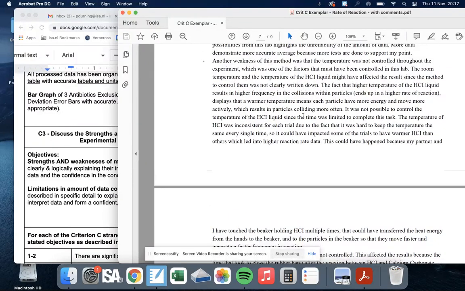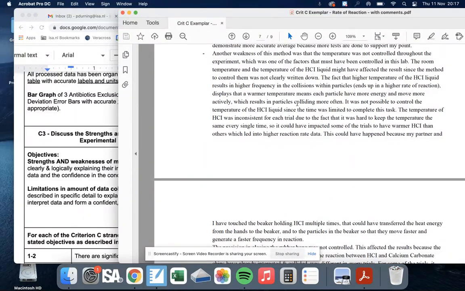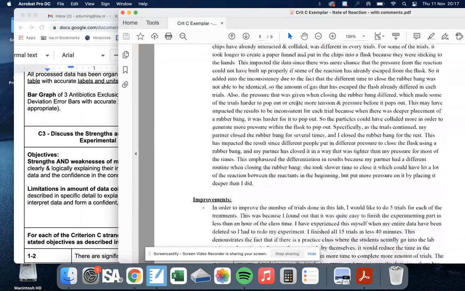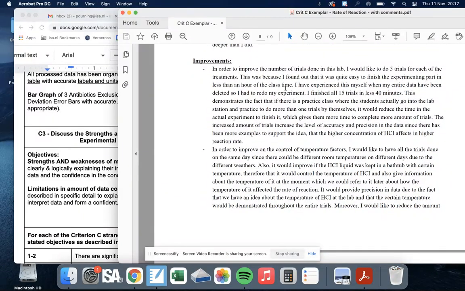When they have suggested something, they've gone into a lot of detail to try to make it clear why they think that was a weakness. And they've also tried to explain what they think the impact of that weakness will be on their data or on their conclusion.